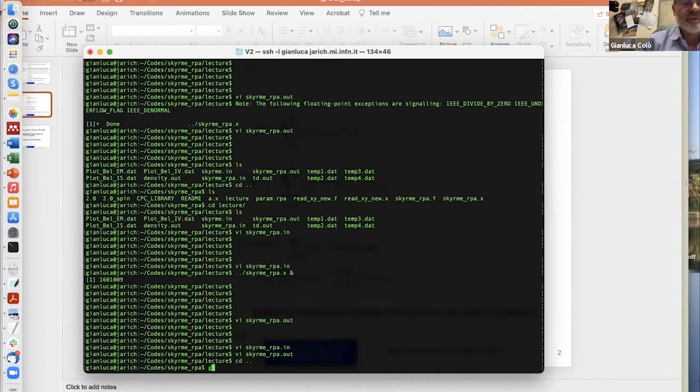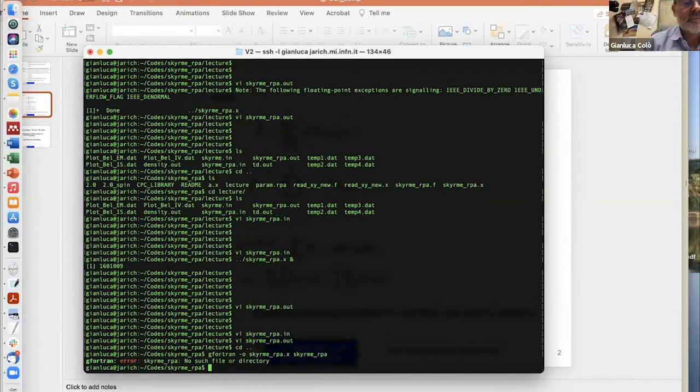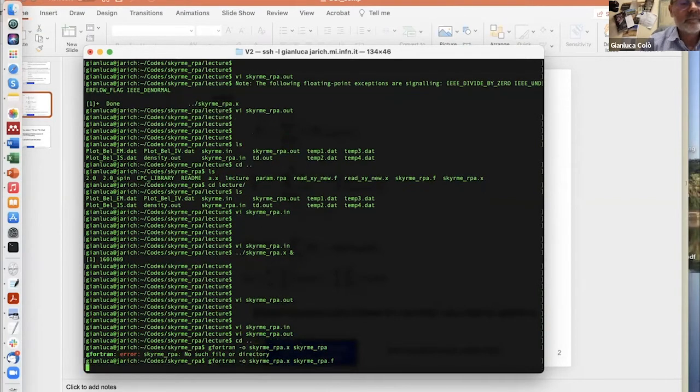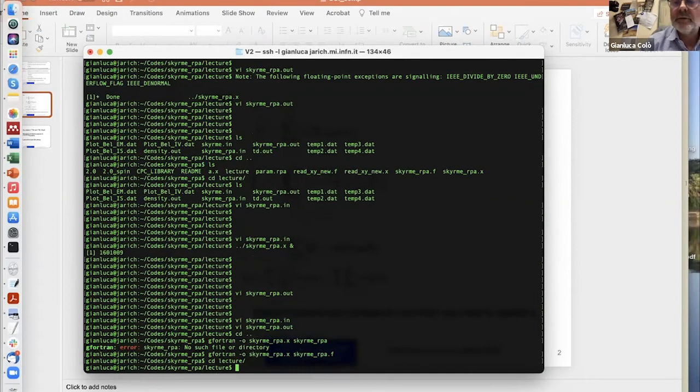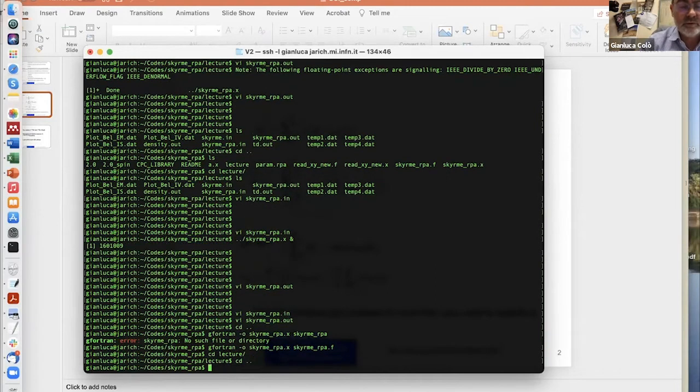I think I use G4 on F7. Let me try again. Okay, to me, I think it works. So F77 should also be a good option. F77 is also a good option.